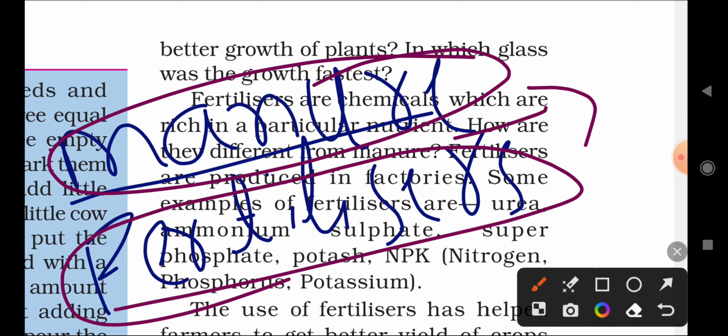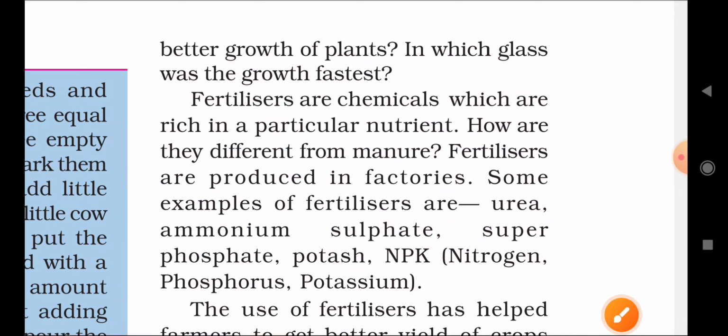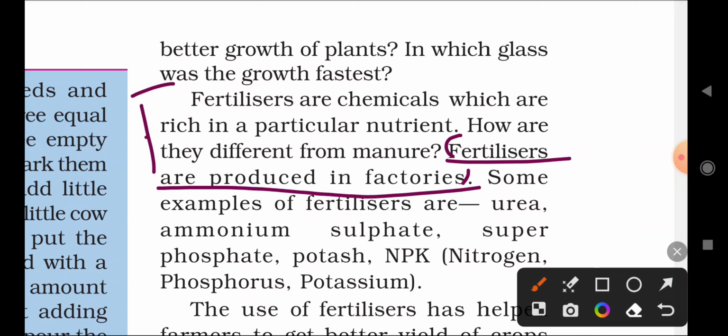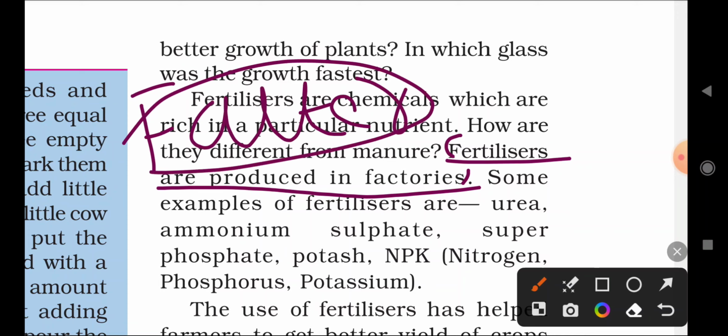But what is the difference between manure and fertilizer? Why are we calling them by different names? Why are these called manure and fertilizers, and what do they do particularly in the plant field? Both are giving nutrients only, but what is the difference here? Fertilizers are produced in factories. The main difference is that fertilizers are prepared in factories from chemicals, they are man-made.